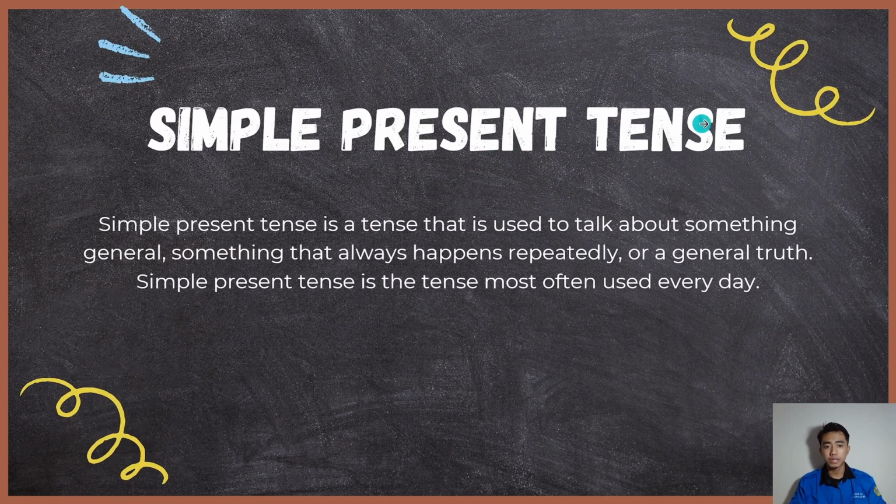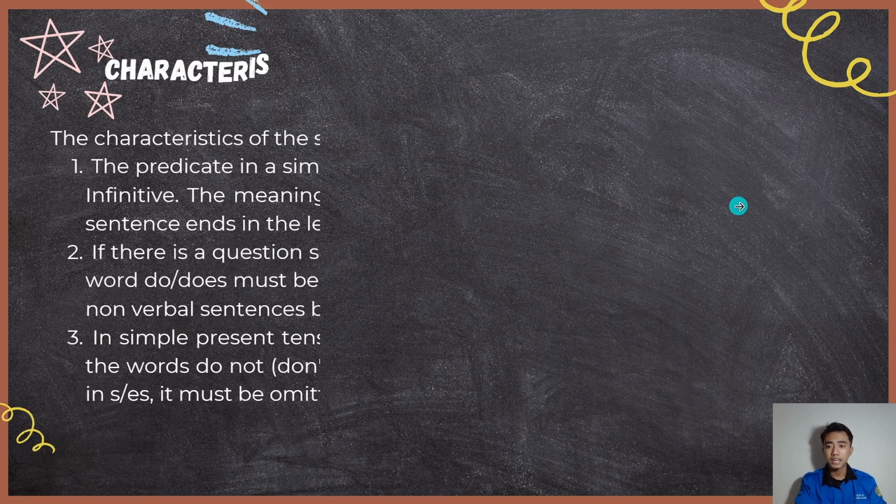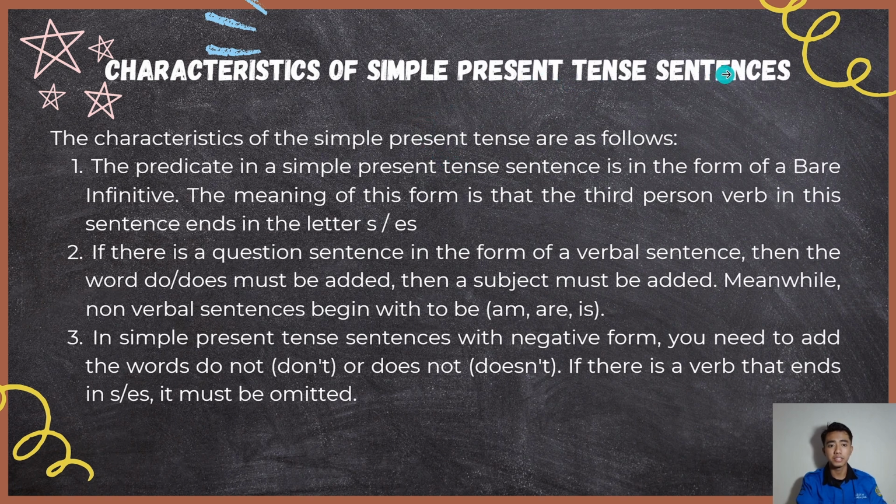Okay, first, simple present tense. Simple present tense is a tense that is used to talk about something general, something that always happens repeatedly, or a general truth. Simple present tense is the tense most often used every day. Okay, the next characteristic of simple present tense.